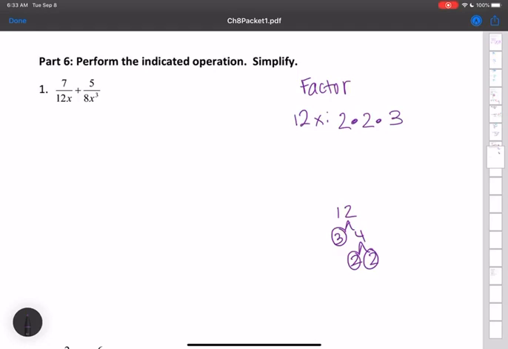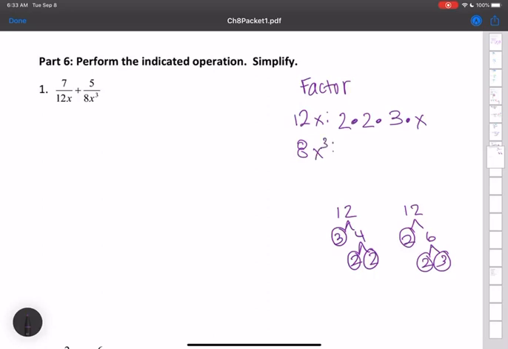If some of you saw instead 2 times 6, do you think you would get the same thing? Watch this. You'd have 2 as your prime. 6 would break apart to 2 times 3. So even if you went that route, you would again get 2, 2, and 3. Okay, so 12x is 2 times 2 times 3. Don't forget that times x. Next, we have 8x cubed.